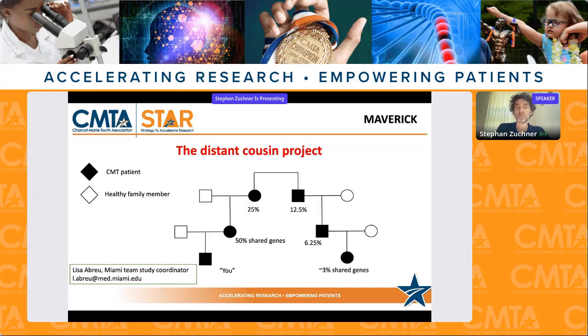So that's extremely powerful. If you're interested in this or think, oh, this looks like my family, you can contact us, you can contact CMTA. They will definitely let us know, and we would be happy to study this.